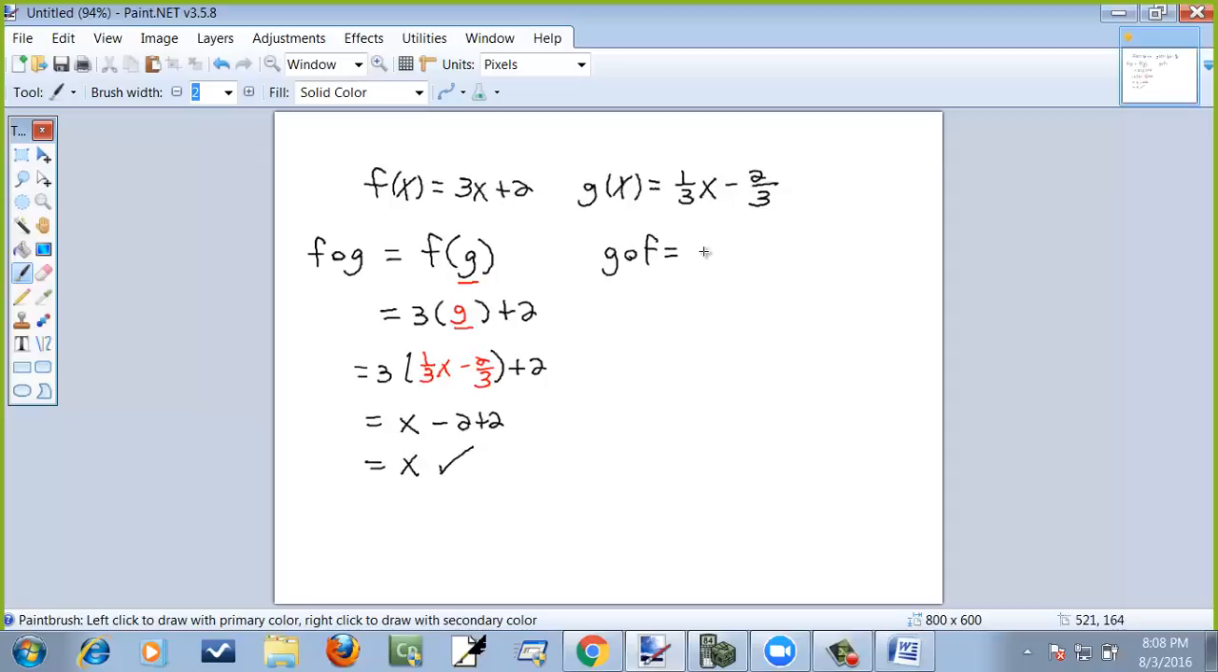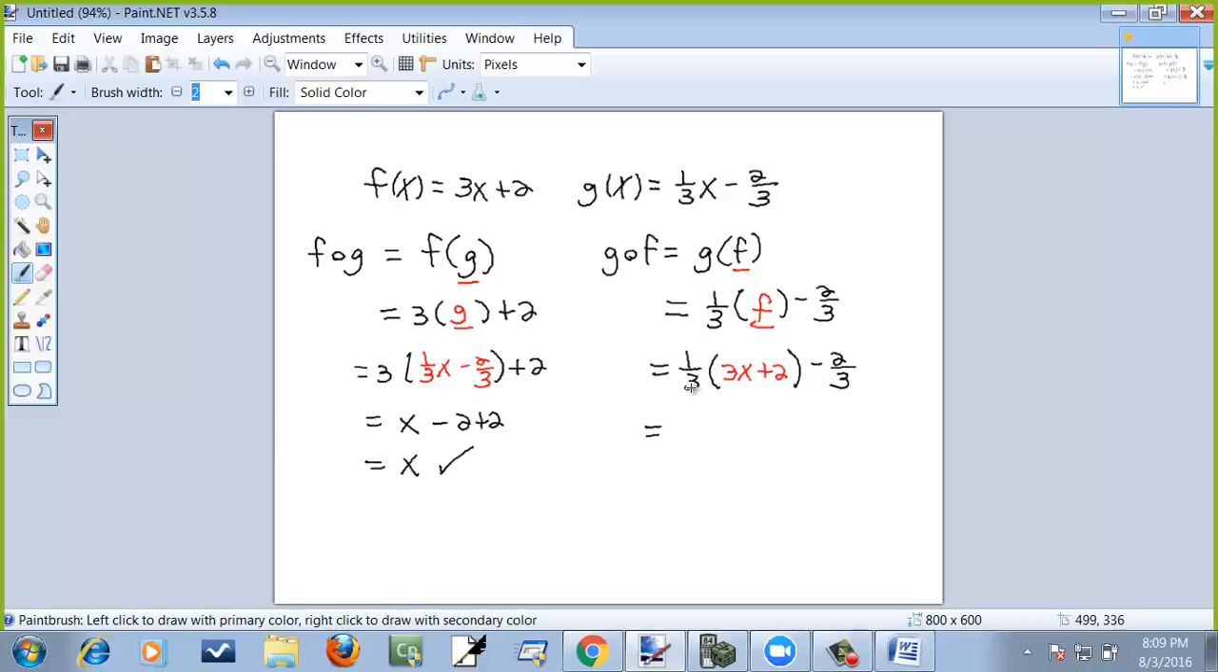For our second item, we want to find the composition of g and f, which is g of f. So we're going to go to our g of x, which is 1/3 x minus 2/3, and I'll replace the x with a set of parentheses. Now this is evaluating, so whatever's inside the parentheses right here is automatically what you're going to put in right here. So we'll put f in there. But f is equal to 3x plus 2. So we'll replace the f with 3x plus 2.